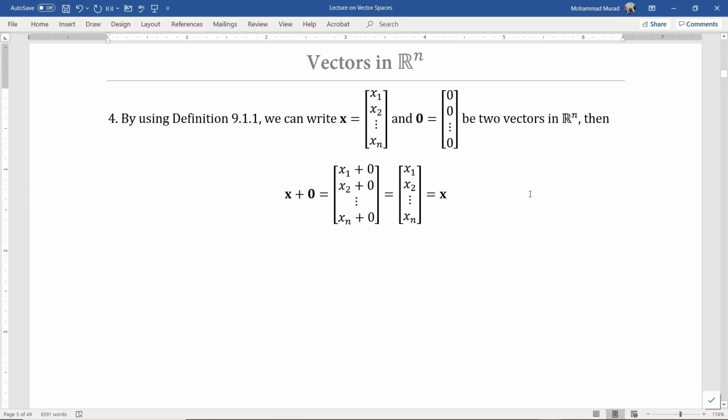Property 4. By using the definition 9.1.1, we can write x and the 0 vector in this form, and then we can add x with the 0 vector. So we simply see that the sum is the vector x itself. So we prove that for all x in the set Rn, the vector x plus the 0 vector gives us the vector x.